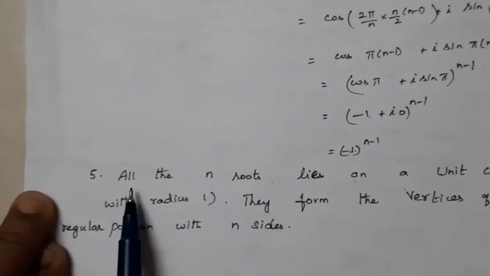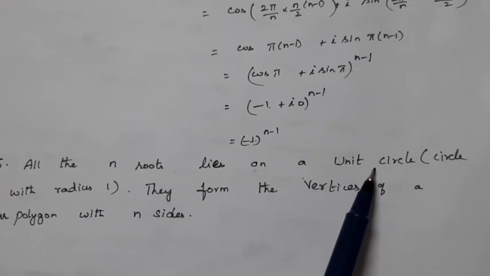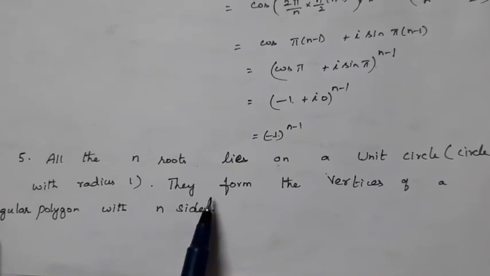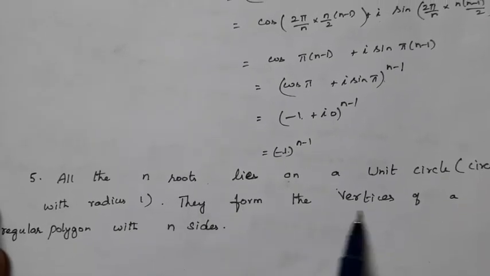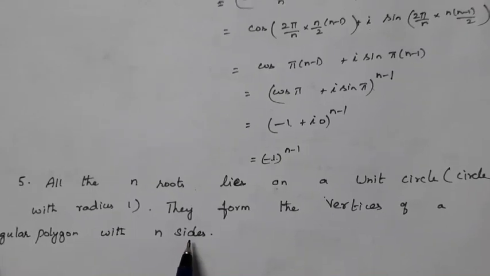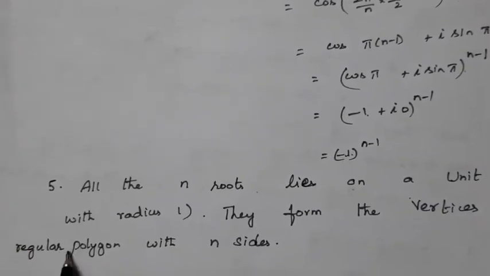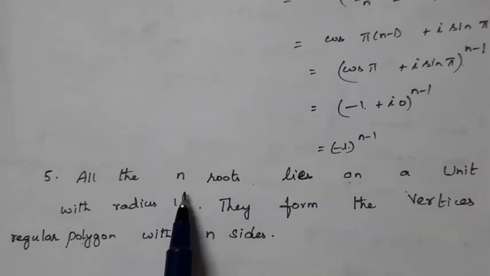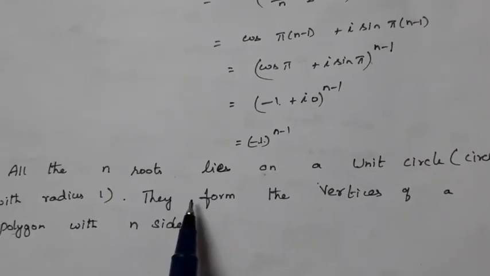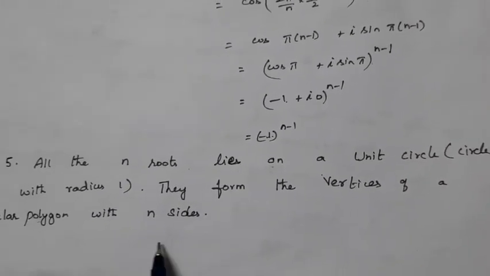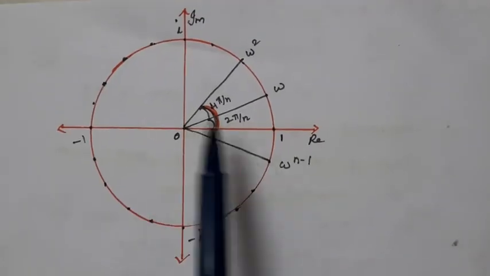And then what would be the geometrical representation of the nth roots? All the nth roots will lie on a unit circle, that is, a circle with radius 1. And if we join all the nth roots, the points form the vertices of a regular polygon with n sides. Regular polygon means a polygon with equal sides. So, the geometrical interpretation of the nth roots is that all the nth roots lie on a unit circle with radius 1, and if we join the points, we get a regular polygon with n sides.